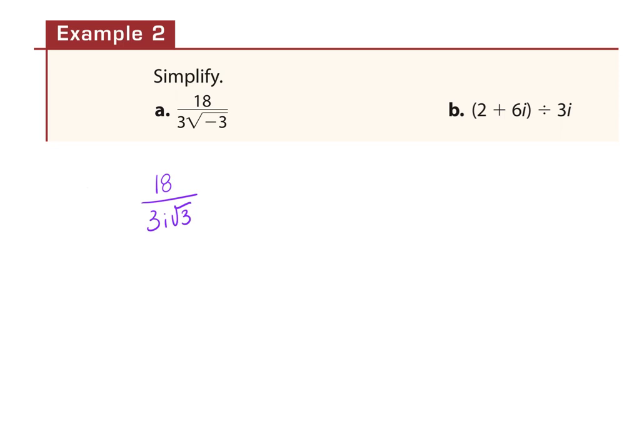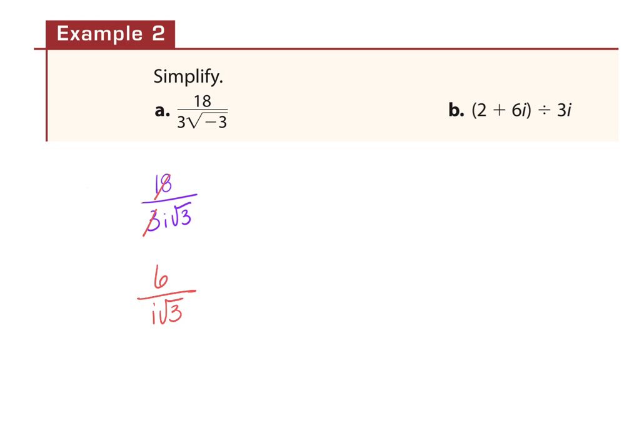So before I do anything else, I'm going to say, can anything simplify at this point? Well, yes. 18 and 3 simplify, right? And so I want to simplify that before I start moving stuff around. So I'm going to divide both by 3, and I'm going to get 6 over i square root of 3. Okay?